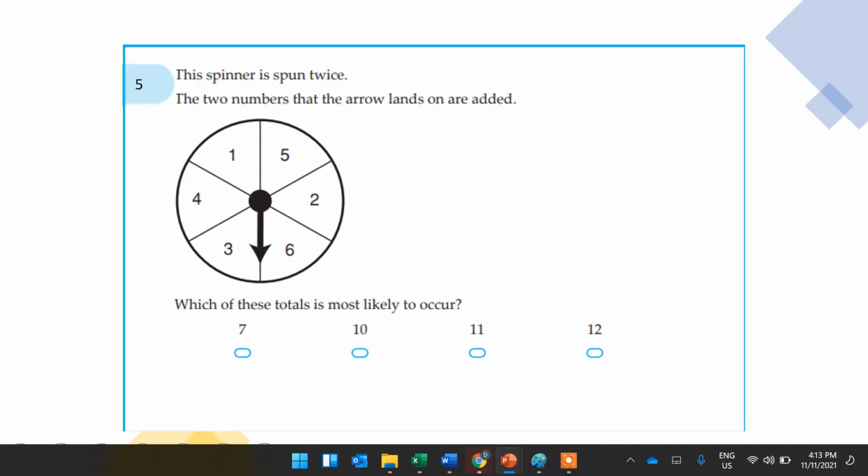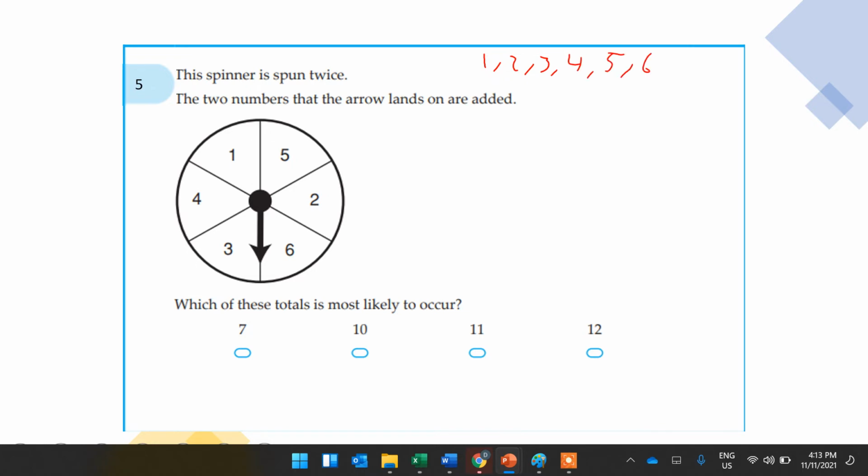Number 5, this spinner is spun twice. The 2 numbers that the arrow lands on are added together. Which of these totals is most likely to occur? This is just like a die. So these are your options. 1, 2, 3, 4, 5, and 6.